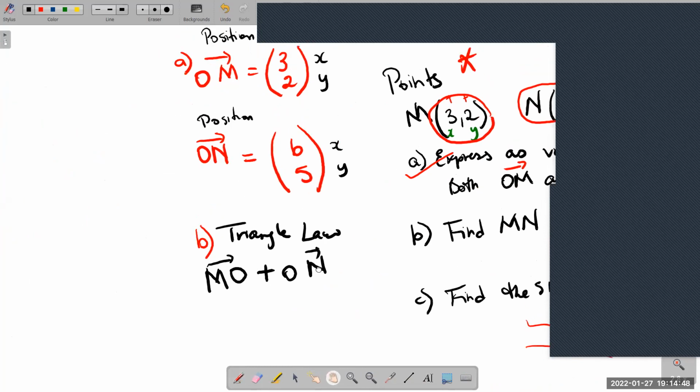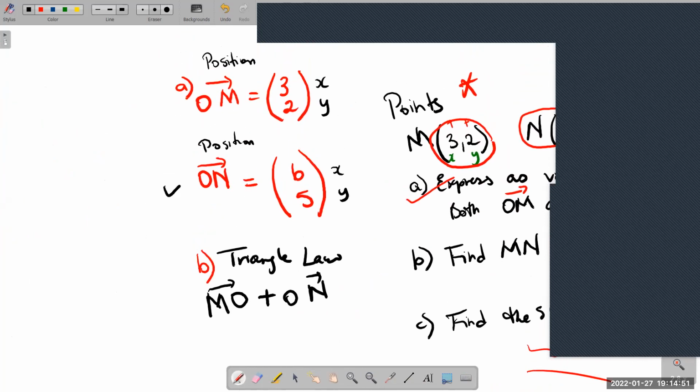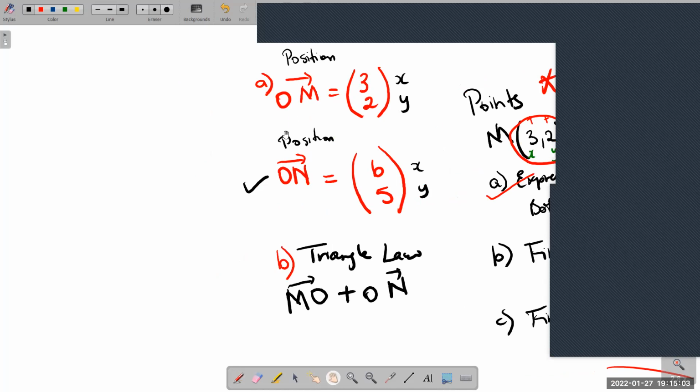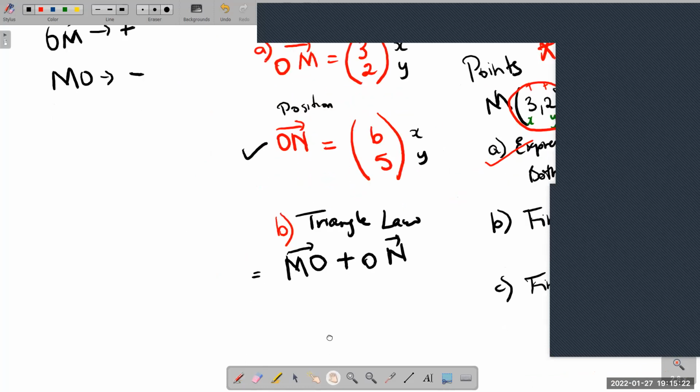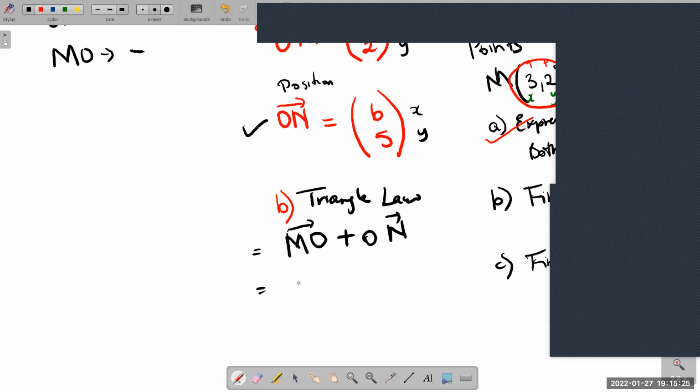But based on the information we have up here, which one do we have? We have ON, but which one don't we have? We don't have MO, but we have OM. And what we should remember is that they are in opposite directions. So one is going to be the negative of the other. If you're going from O to M, that's positive. If you want to go from M to O, it's going to be negative. So what should I write? This means negative OM plus ON.